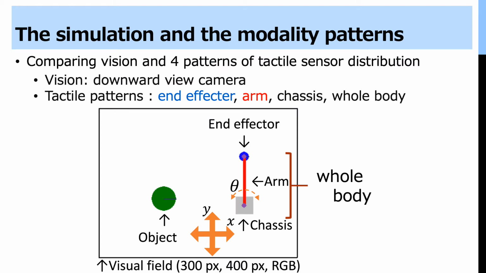The simulation consists of the mobile agent and the object. The agent can move to orbital positions and rotate the arm with the end effector. We prepare visual information and tactile information for their curiosity. We compare the tactile-based curiosity with four patterns of sensation from the end effector, arm, chassis, and whole body.